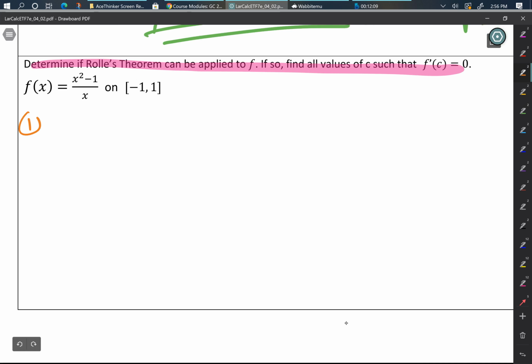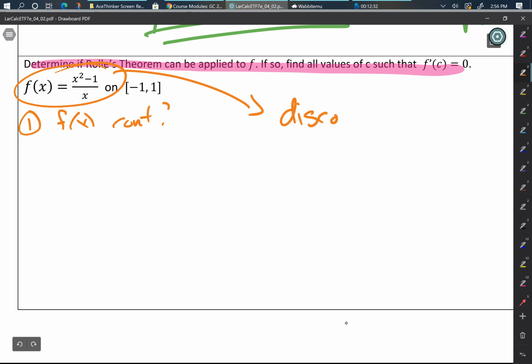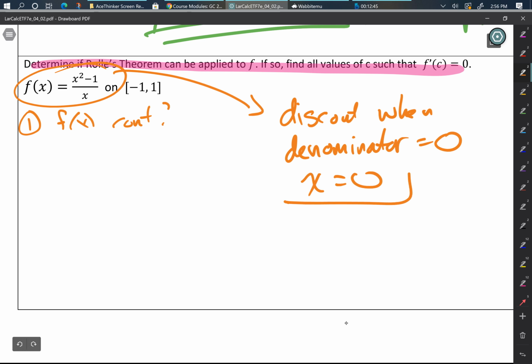Well, what's the first requirement? Is f of x continuous? Well, that's my f of x. There's an x in the denominator. There's a fraction here. Fractions are discontinuous when the denominator is equal to 0. So this thing has a discontinuity when that denominator is equal to 0. And when is that going to happen? That's when x is equal to 0.